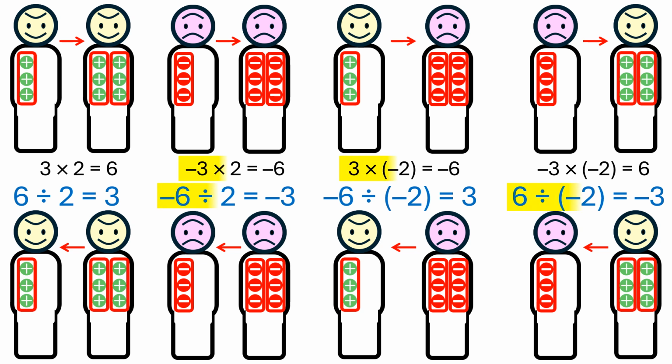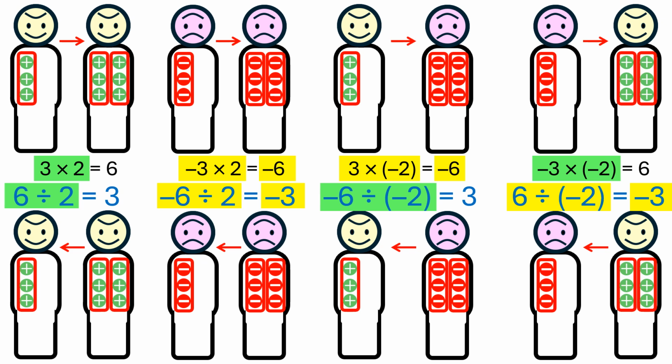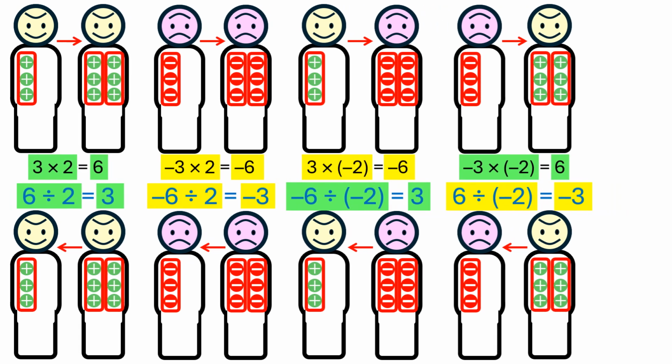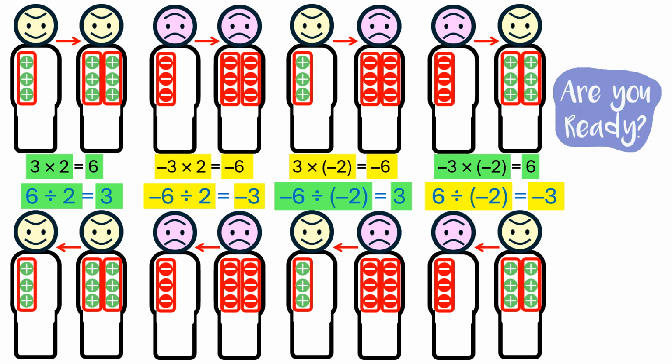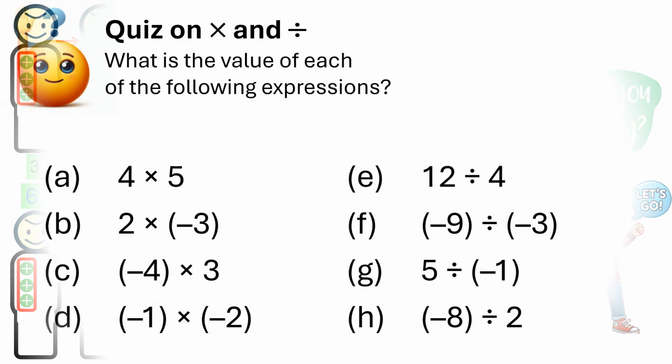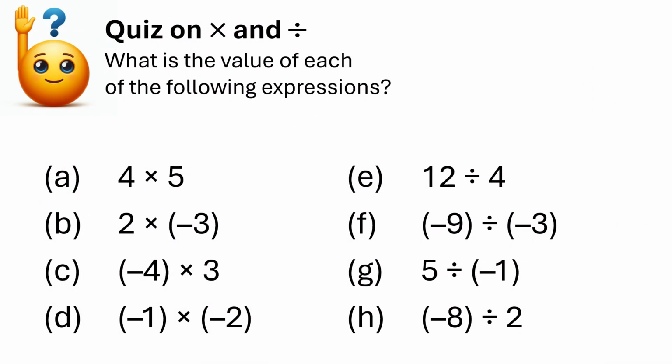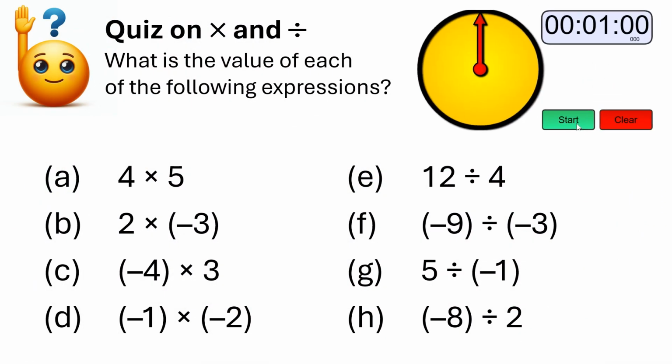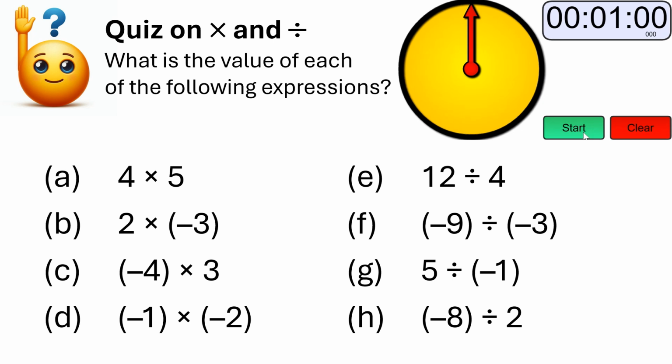Observe that as long as the two inputs are of opposite signs, the result is negative. And as long as both inputs are of the same sign, the result is positive. Easy? Now, are you ready for a quiz on multiplication and division involving negative numbers? Let's go. What is the value of each of the following expressions? You have 1 minute to complete this quiz.